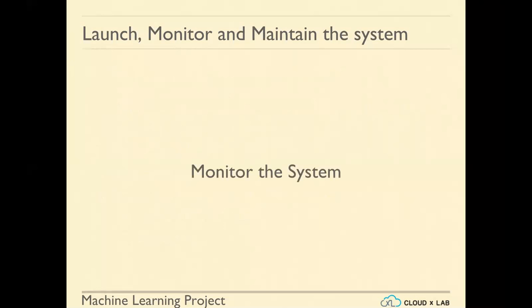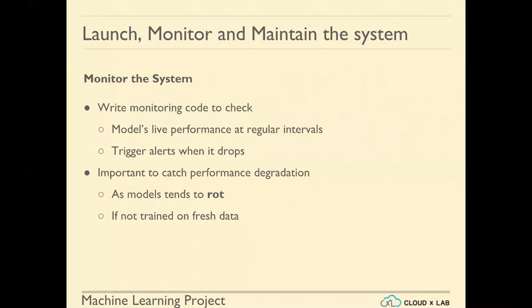So once you launch, you need to monitor the system. When monitoring code, check the model's live performance at regular intervals. We need to keep an eye on our model's live performance. Whenever the performance drops beyond a certain level, we need to trigger alerts. This is important to catch performance degradation, as models tend to rot.